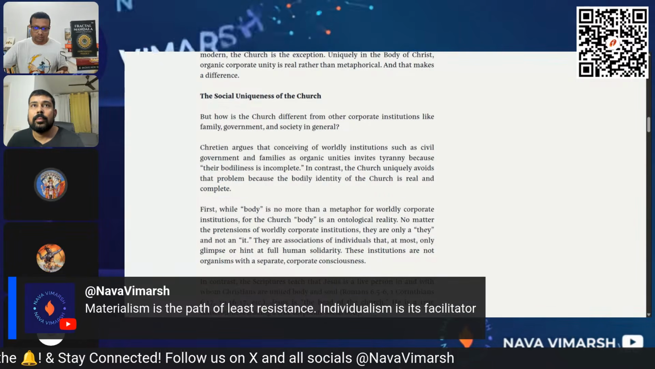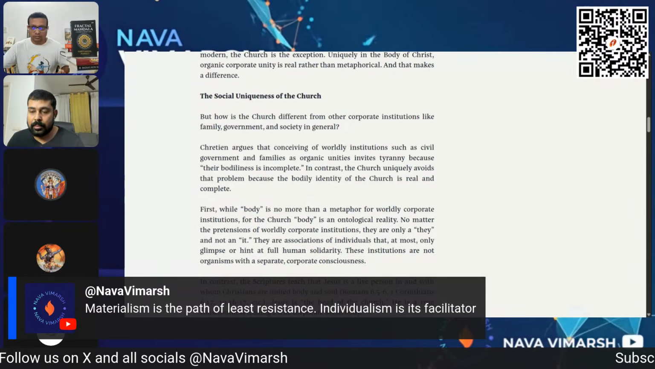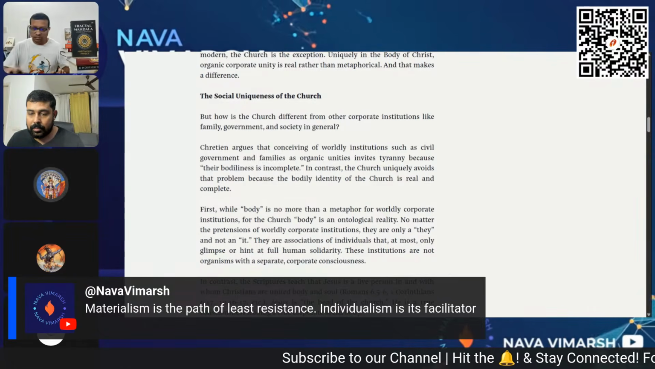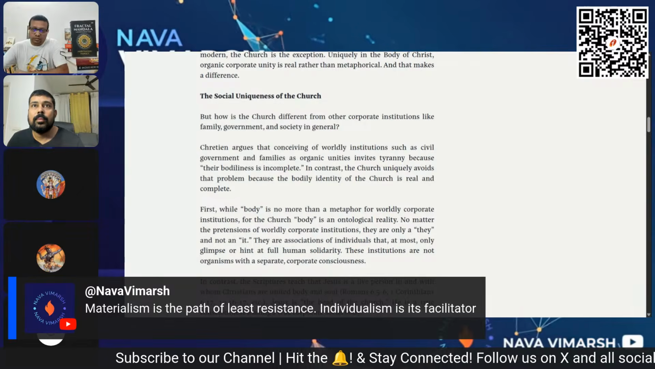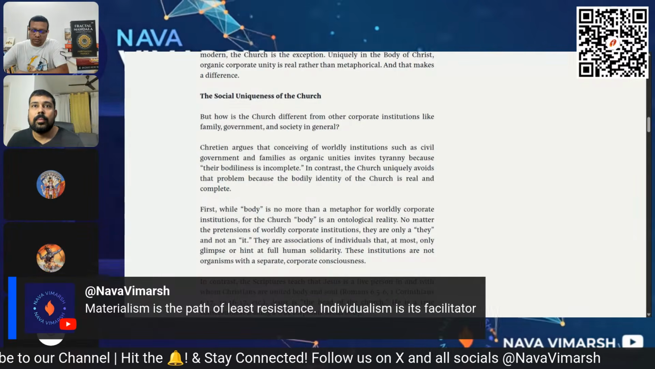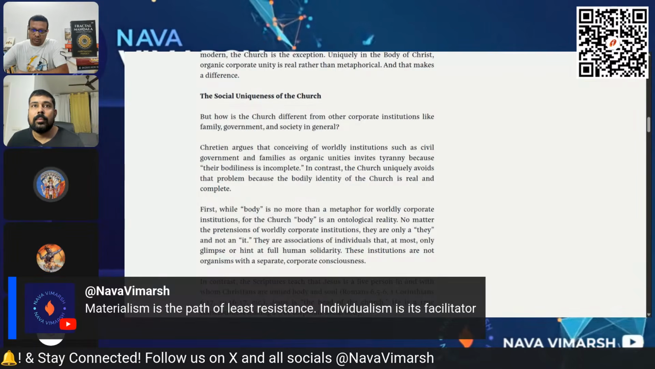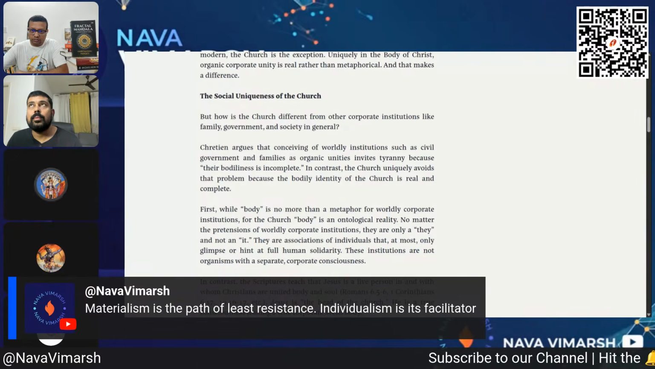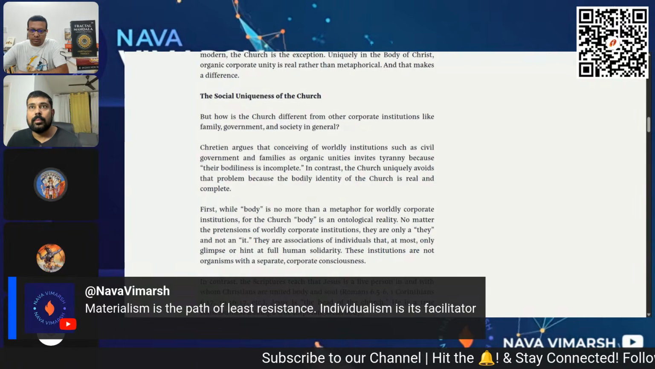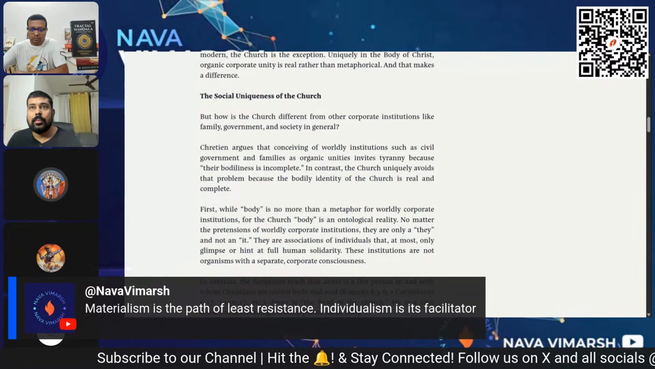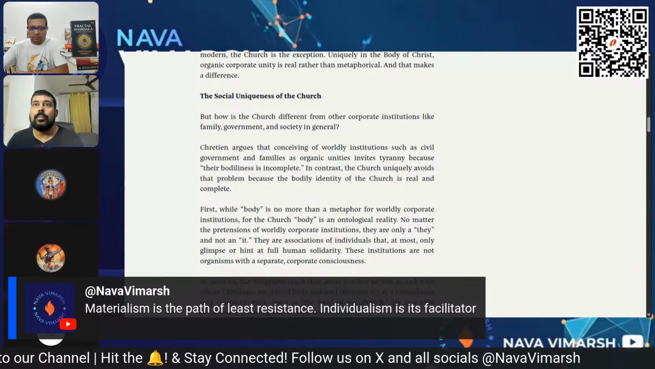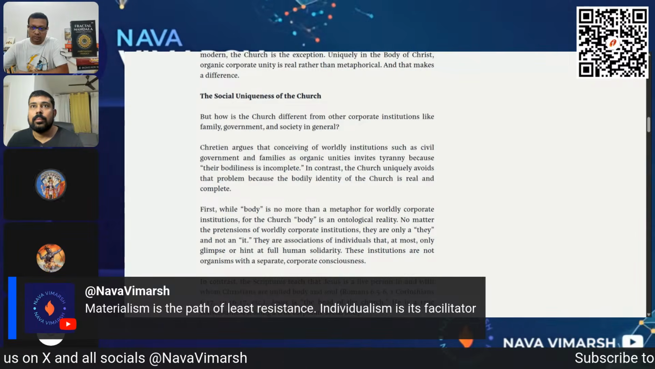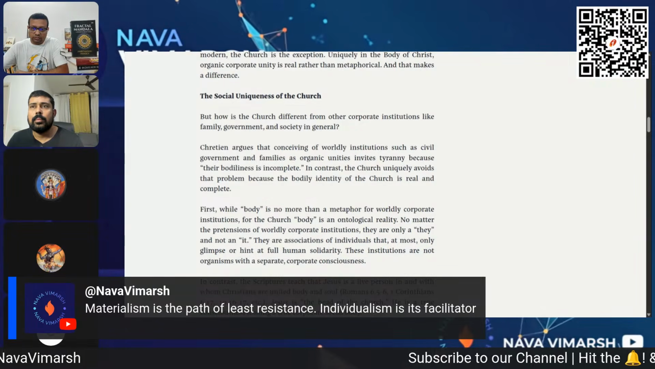So the sentence: materialism is the path of least resistance, and individualism is its facilitator. Why am I mentioning this? Because I thought that materialism might be the end point of individualism in general. And what happened historically was when Protestants started deciding scriptures for themselves without looking up to the church, eventually people started questioning religion itself, and they started forming other ideologies based on the individual. So everything becomes individual based.